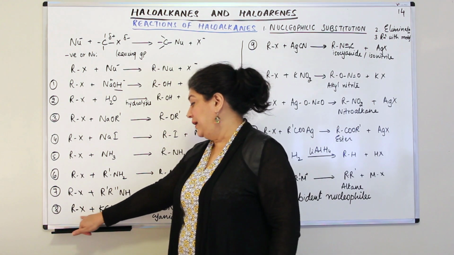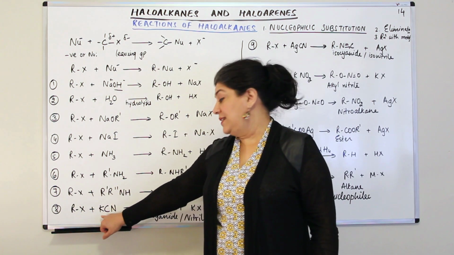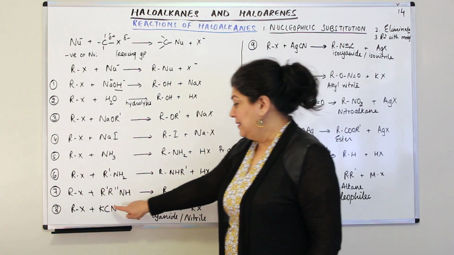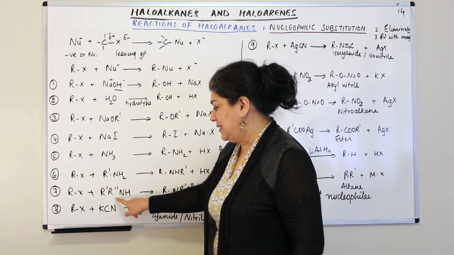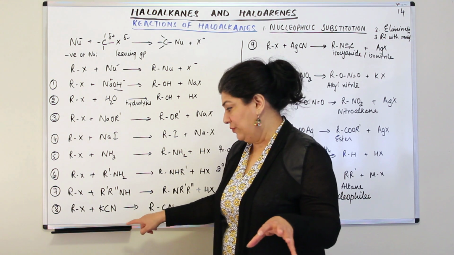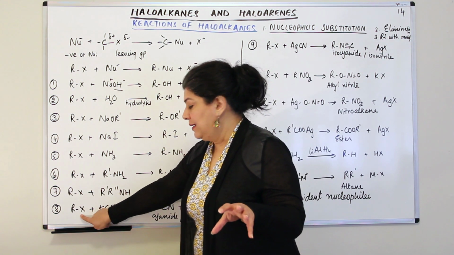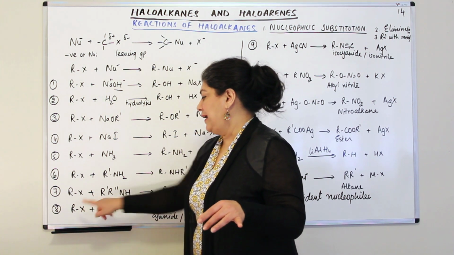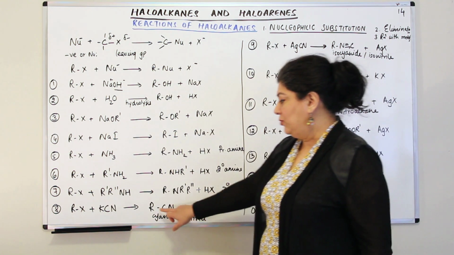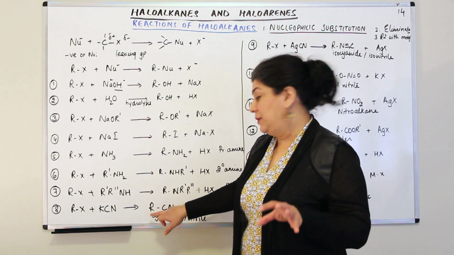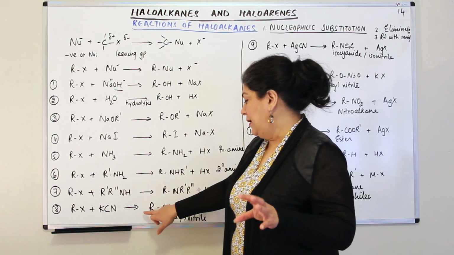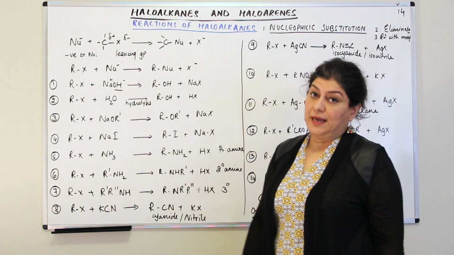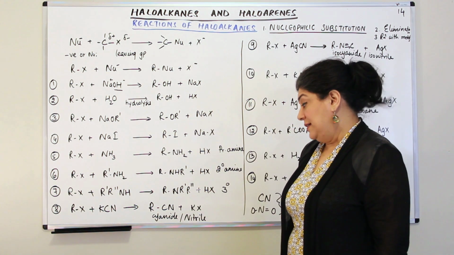When you have a haloalkane reacting with potassium cyanide, it gives you RCN, that is, the K is positive, CN is negative, so CN negative is the nucleophile. This nucleophile substitutes the halogen, so you get RCN and KX will be obtained. Now this RCN would be alkyl cyanide. So you get a cyanide or a nitrile. It is also known as a nitrile.